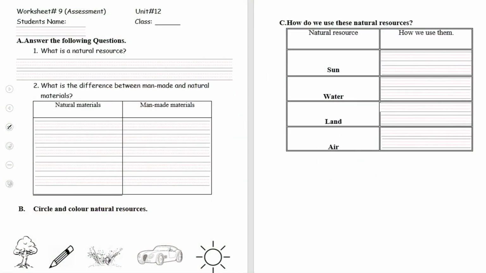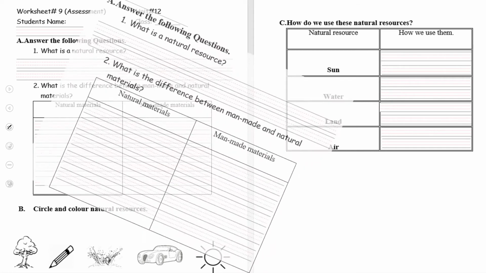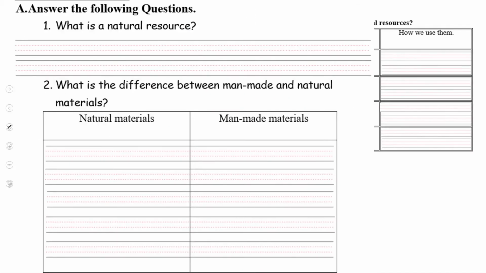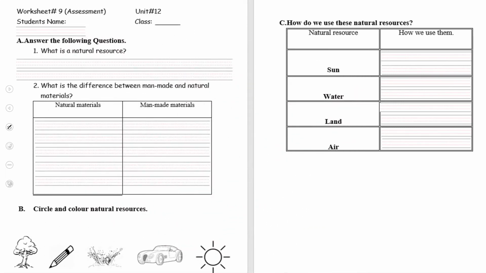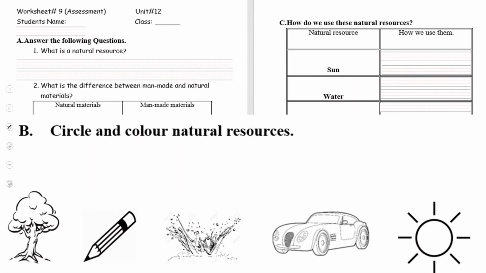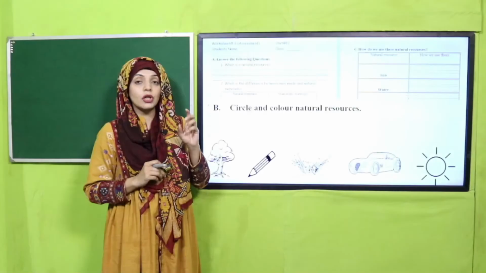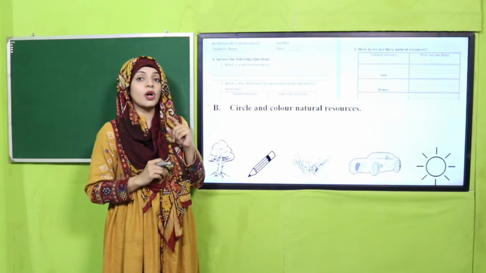What is a natural resource? You will answer it. Then, what is the difference between man-made and natural resource? You will answer this question also. Then part B of it is circle and color the natural resources. Here are a few products and things that you can see on your screen, but you have to circle and color those which are natural.